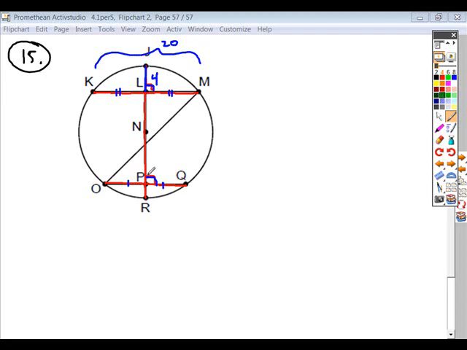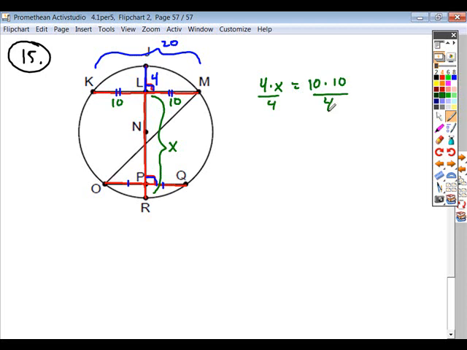In this particular problem, what you're going to be using is the idea that when two chords intersect one another, the segments cut off by the intersection have equal products. So that means that 4 times this whole length, which we can call x, the product of that whole chord, JR, two segments, has to equal the product of the segments cut off in this other chord, KM. So since the perpendicular bisector divides this side into 2 equal parts, we're looking at 10 times 10.